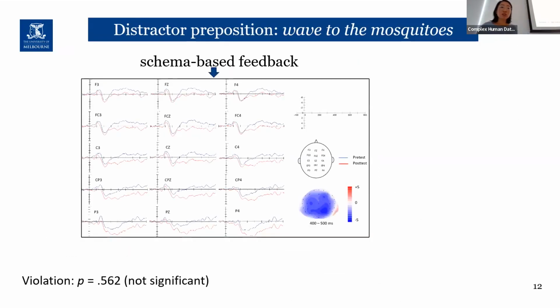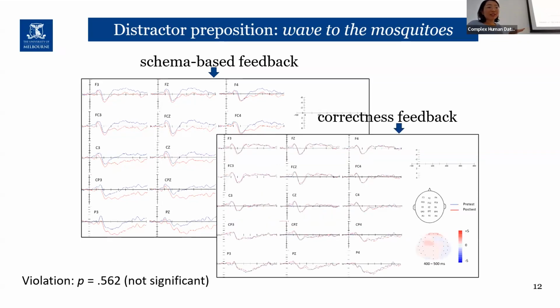Okay, so I just want to show you the key finding here, because the focus is on distractor prepositions. This is the wave to the mosquito type of preposition usage. And this brainwave graph shows the finding on the schema-based diagram. It shows the difference in brain amplitude between the pretest and the post-test. As you can see, the pre and post brain waves have lots of differences, as opposed to correctness feedback, where the pre and post brain amplitude almost do not have any difference.